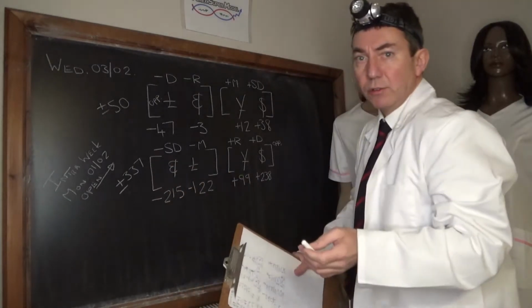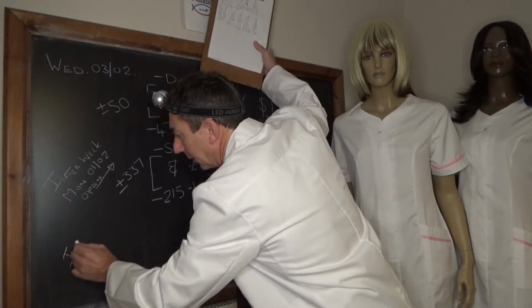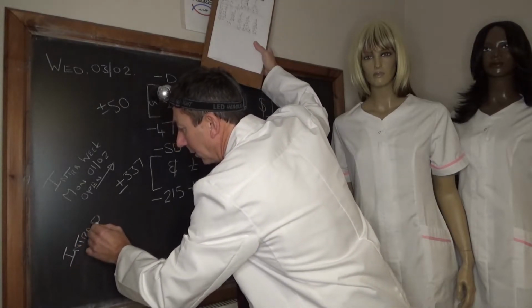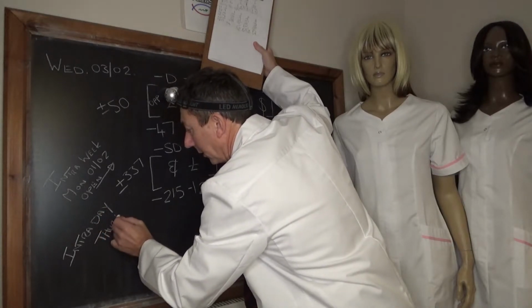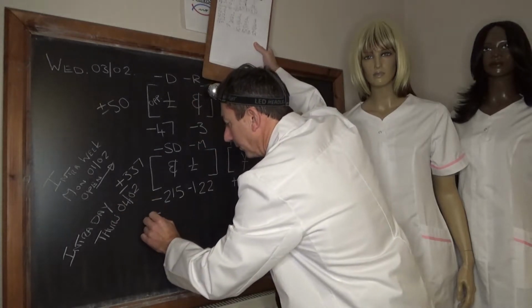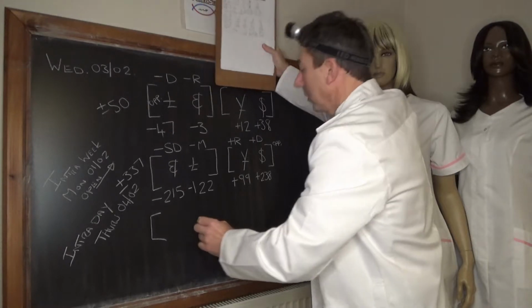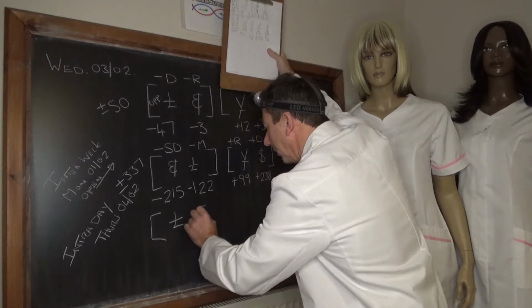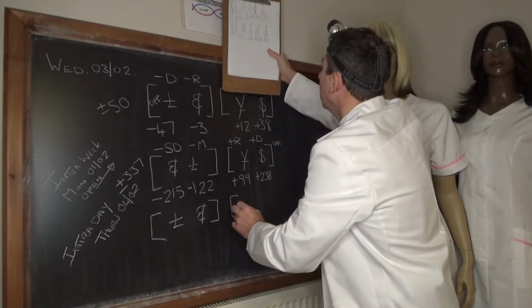So let's just do the intraday and then we can do some analysis. So intraday, which is today, which is Thursday the 4th. Right, so what have we got? Pound, euro, and yen, dollar.